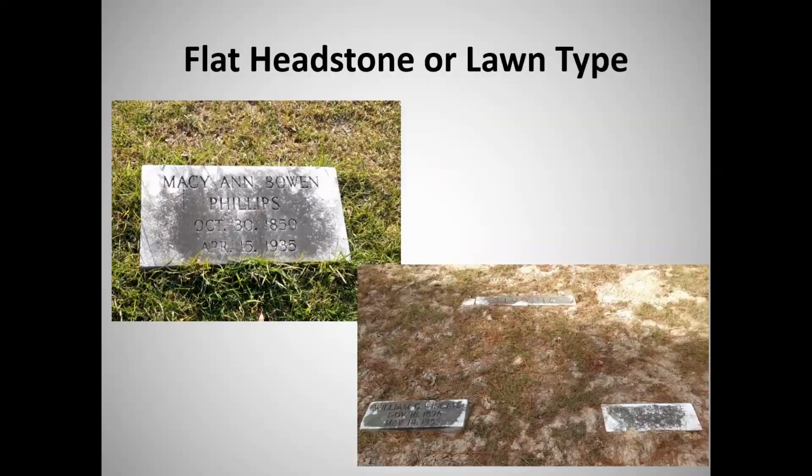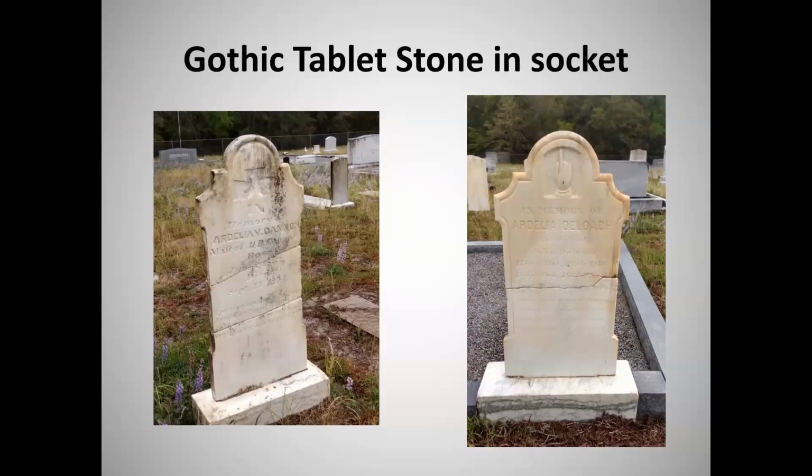This is a flathead stone or a lawn type. In many perpetual care cemeteries, this is the only type of stone that is allowed so that lawnmowers can get around them easily. This is a Gothic tablet stone in a socket, and you can see that both of these stones have been broken and repaired later. These stones date from 1894 and 1880, so they are contemporary.